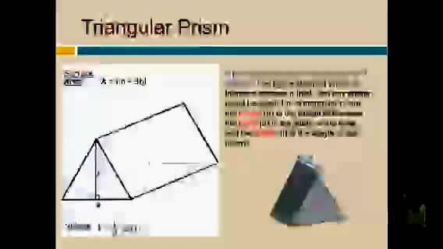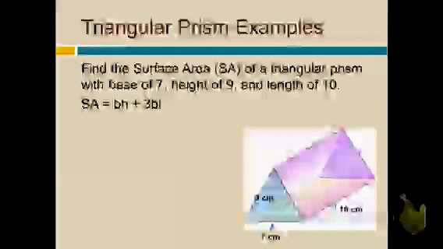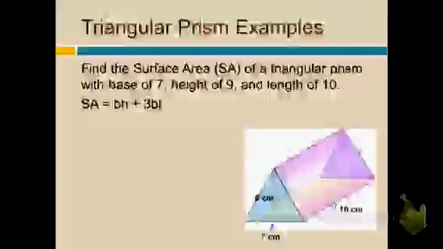A prism in general is a stack of shapes. The shape of the prism depends on the shape of the base. In this case, we are looking at a triangular prism, which has a base and a height related to the triangle, and a length, which is the length of the entire prism. To find the surface area of a triangular prism with a base of 7, a height of 9, and a length of 10, we use the formula surface area equals base times height plus 3 times base times length.